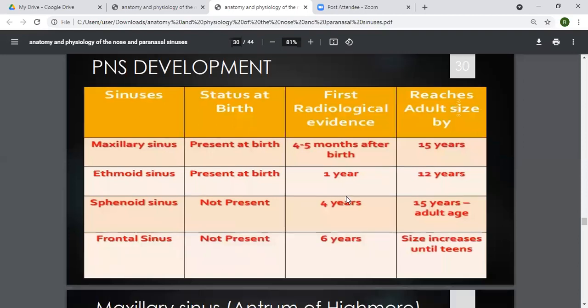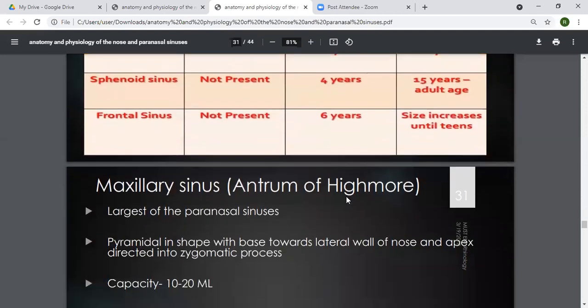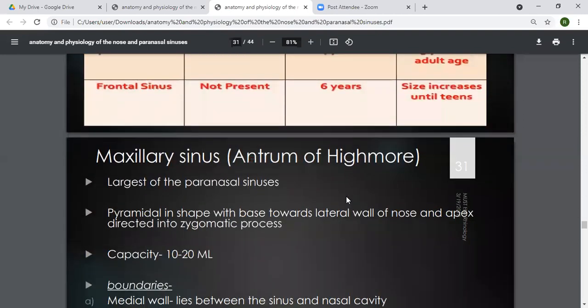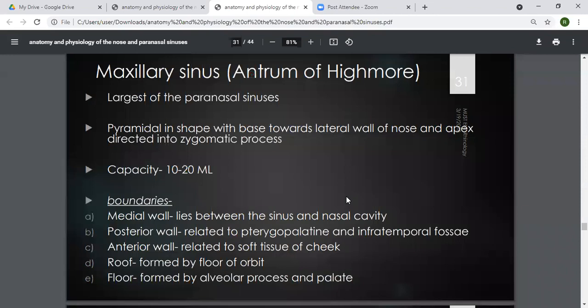This also applies to what you expect someone to present with, for example a child. For someone who is below 4 years or below 6 years, you don't expect them to have a frontal sinus yet. So you don't expect them to get any illness concerning frontal sinuses.